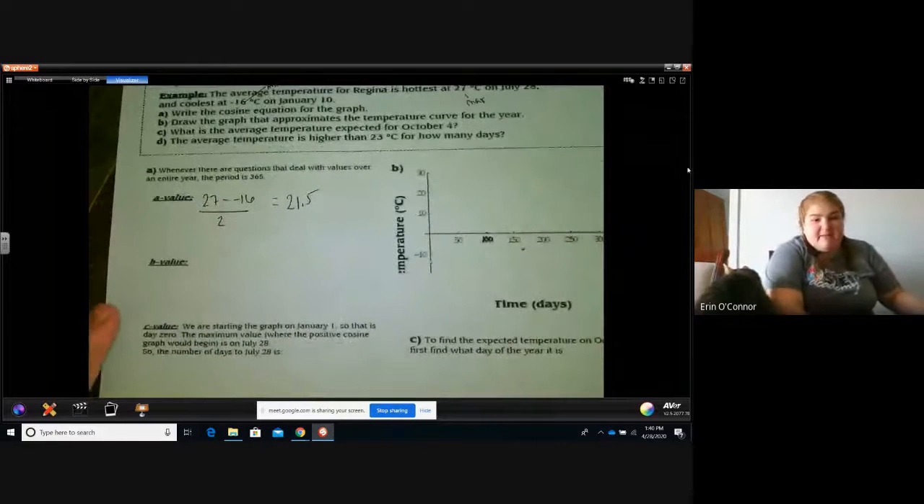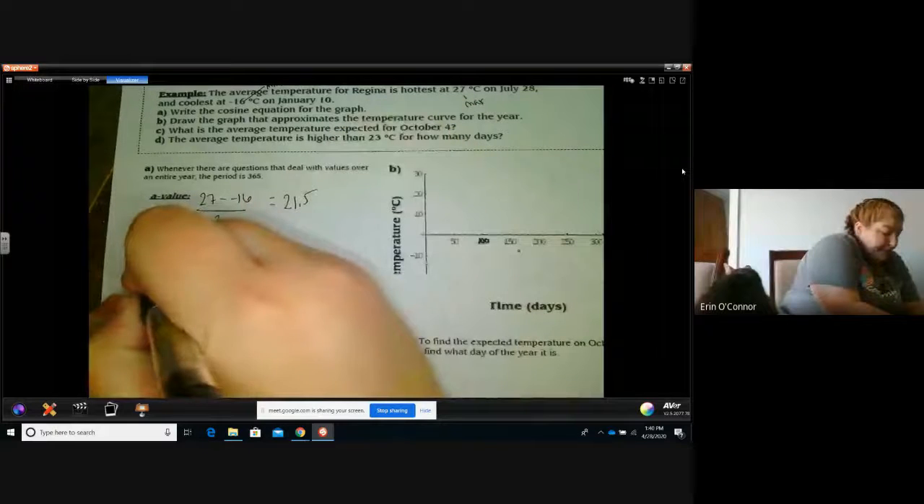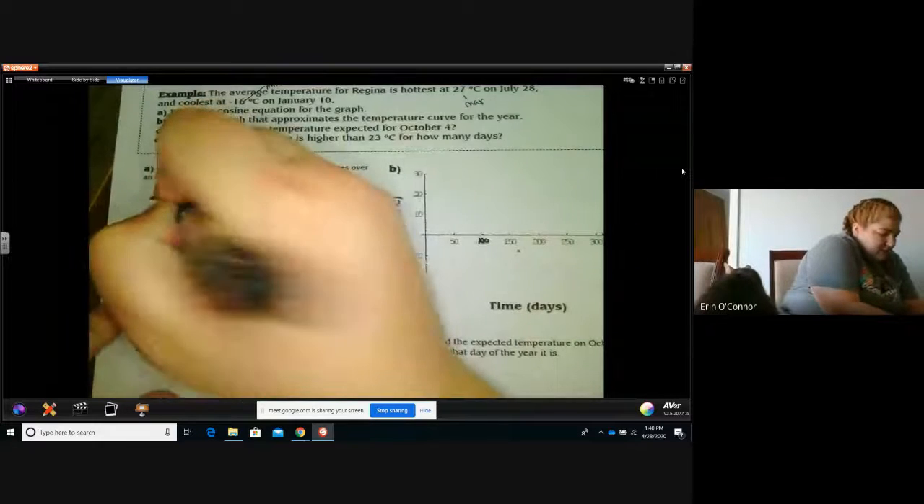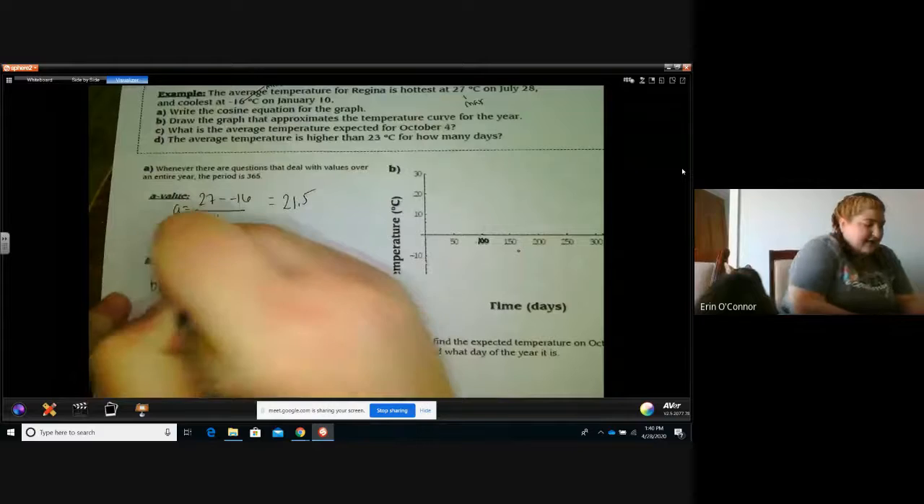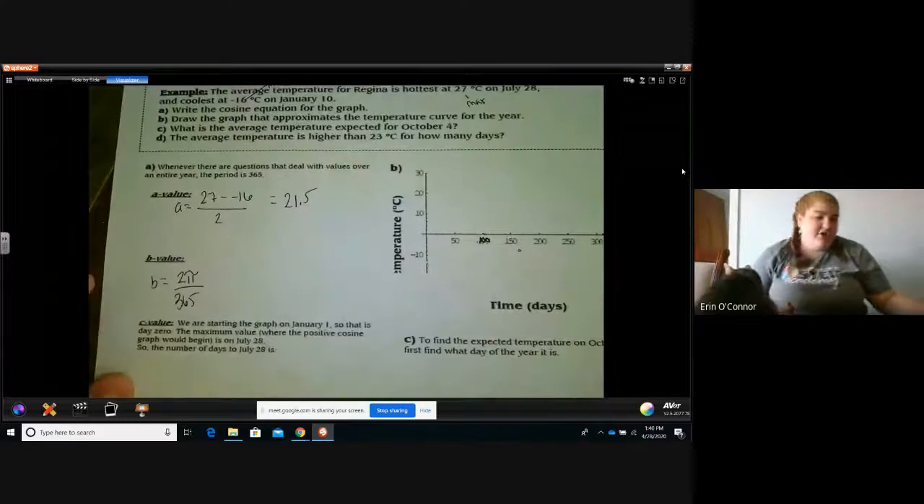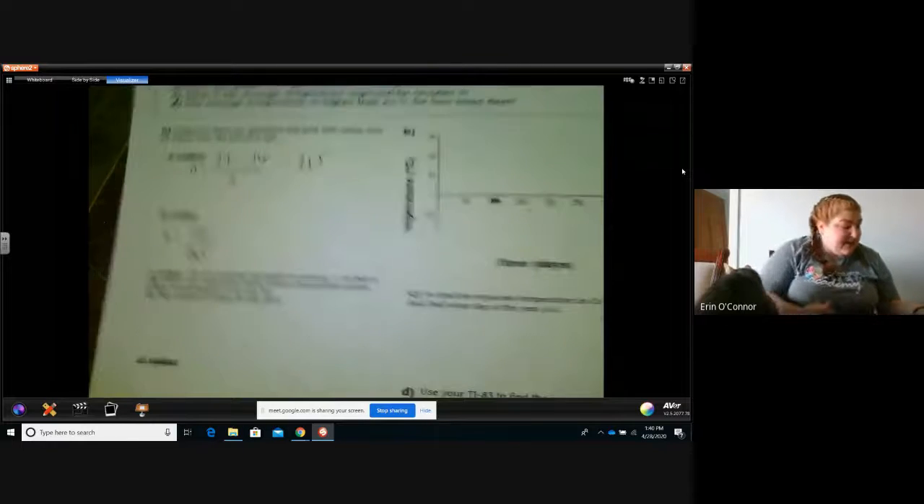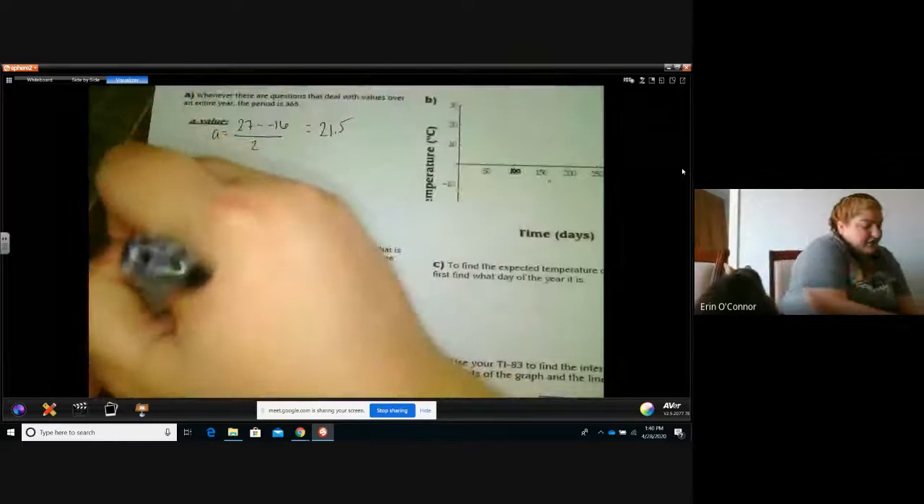So let's go to the B value. The B value is going to be your cyclical fashion. This is B equals 2 pi over a year. Well, a year is 365 days, and there's no way to reduce this. Whenever there are questions that deal with values over an entire year, the period is 365 if they make no other mentions of anything.